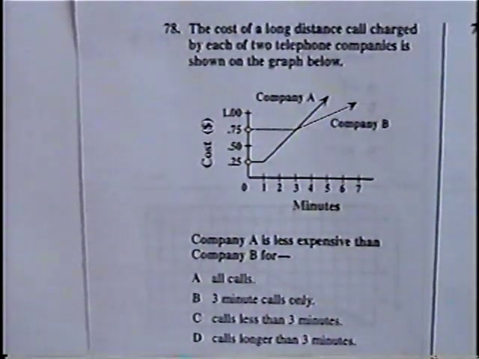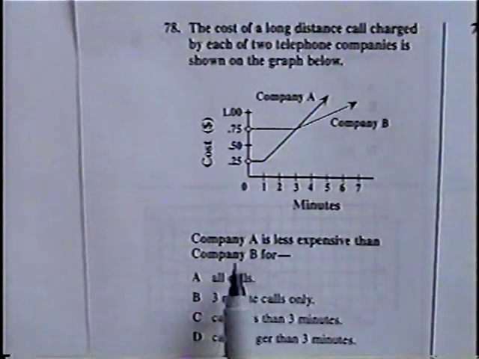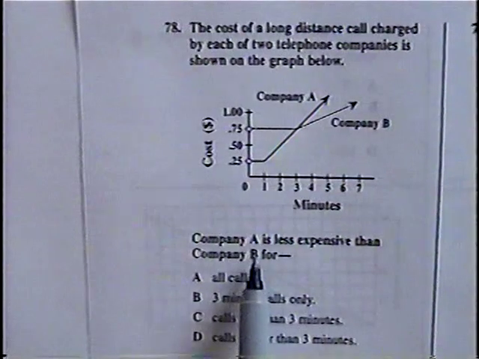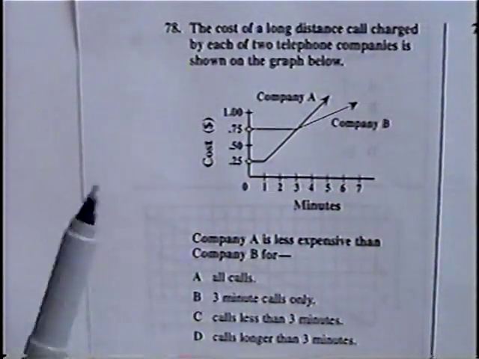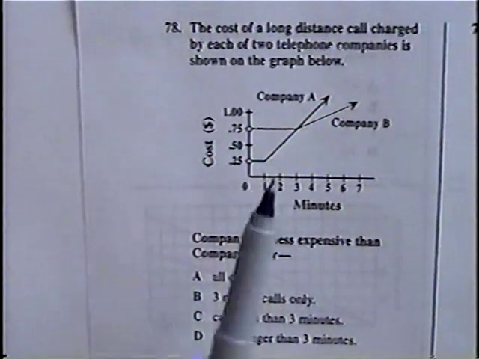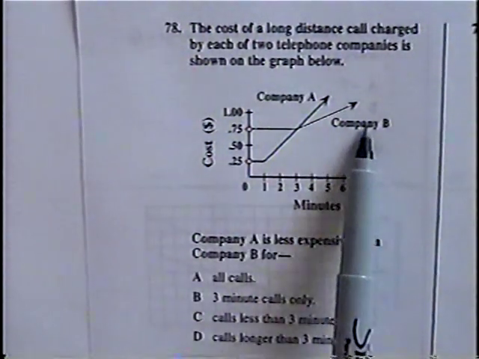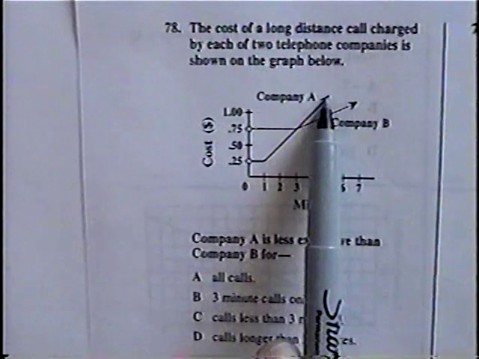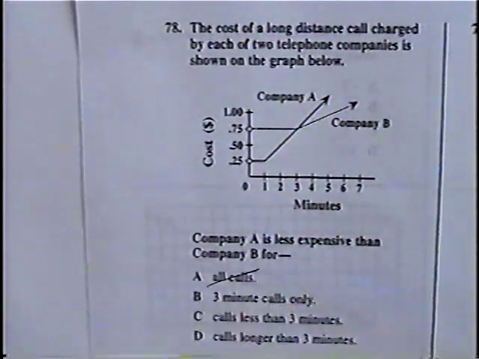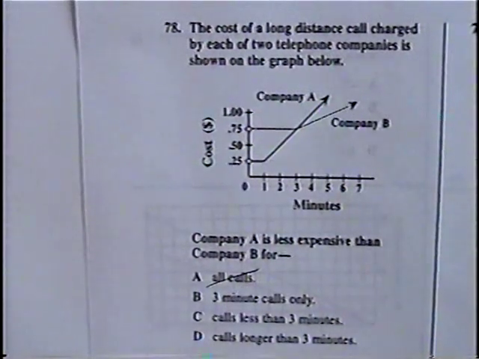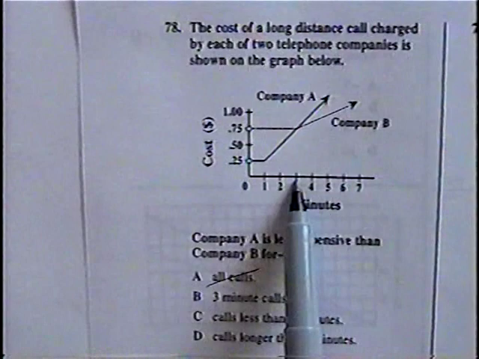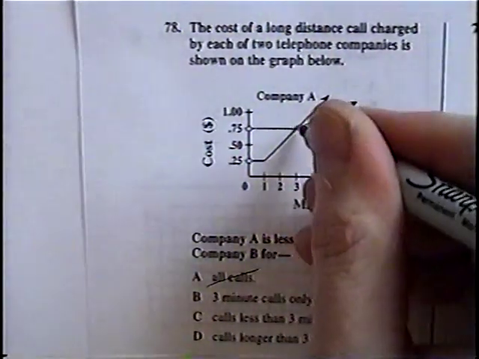For this question, we'll have to figure out if company A is less expensive than company B for any of the following. Company A is less expensive for all calls. Your cost is on the left-hand side. If A was less expensive for all calls, A would always be underneath company B. But since company A goes above company B at time 3 minutes, company A is not less expensive for all calls.